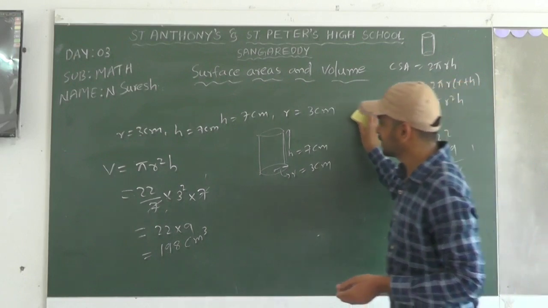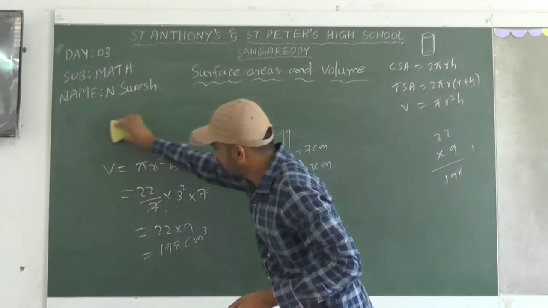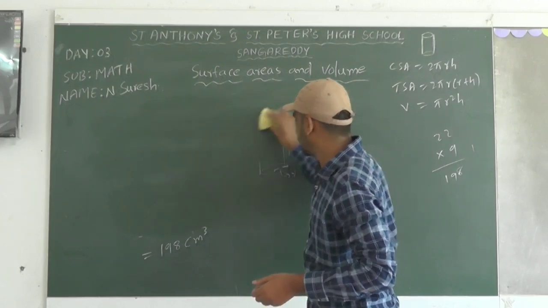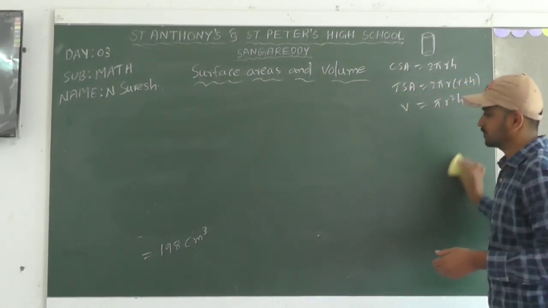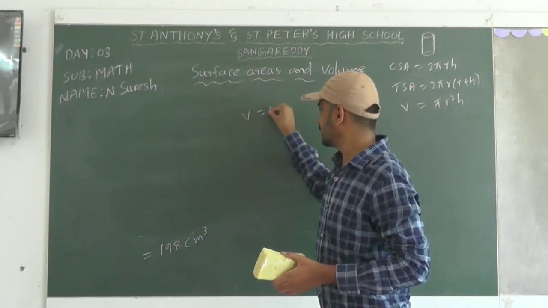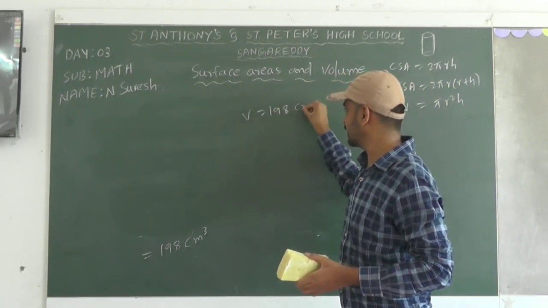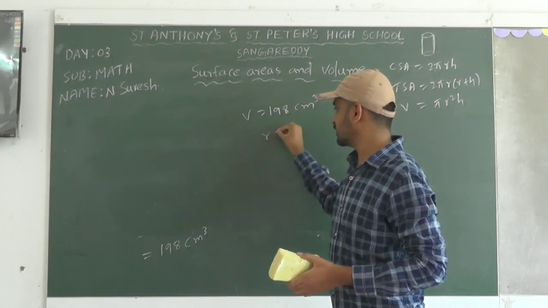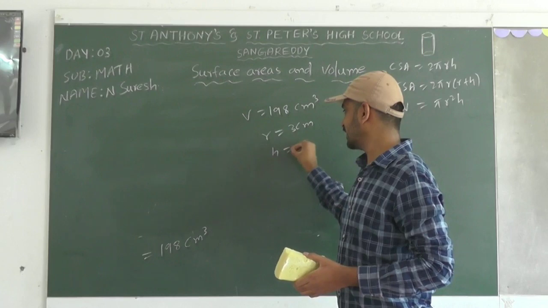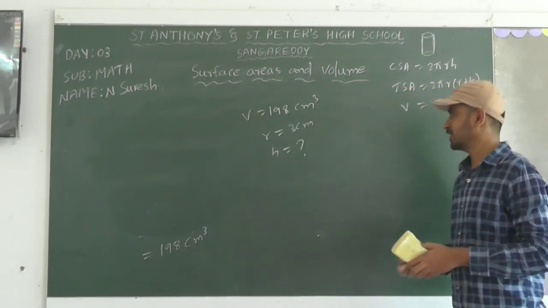So sometimes instead of giving r and h, you will give some values. You may give the volume and radius. What can we do? Same thing. Suppose volume equals 198 centimeter cube, and r equals same problem 3 centimeter. He may ask you to find the height of the cylinder. So what can we do?